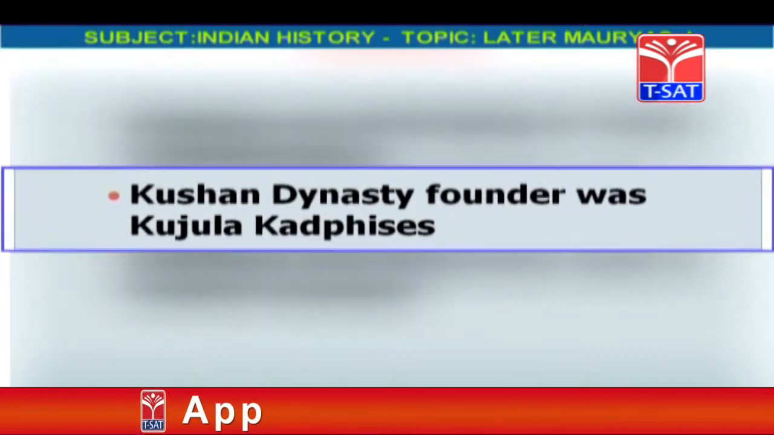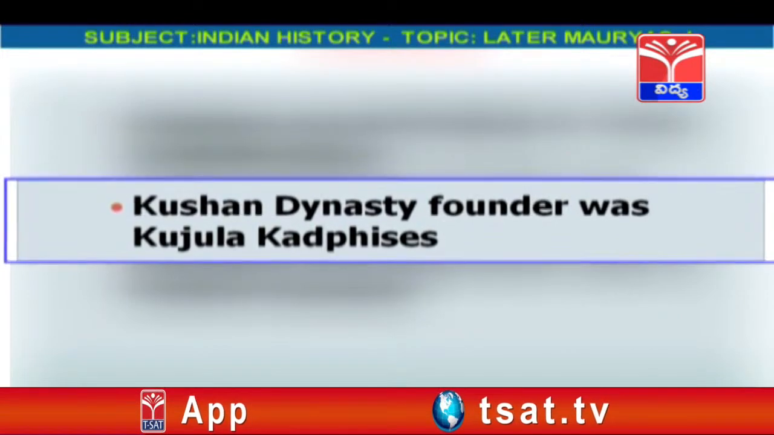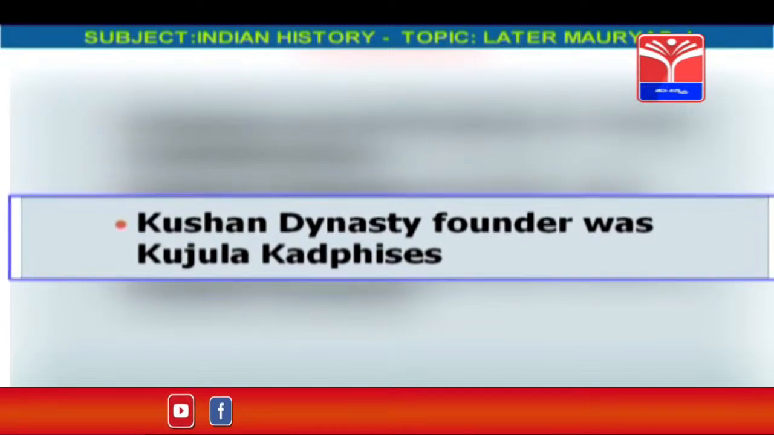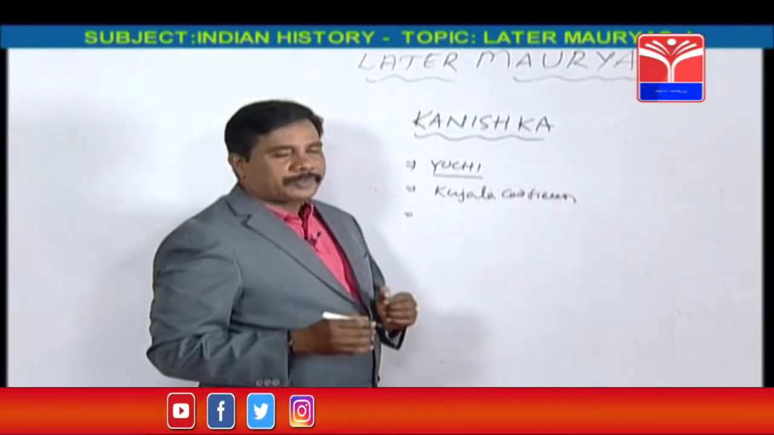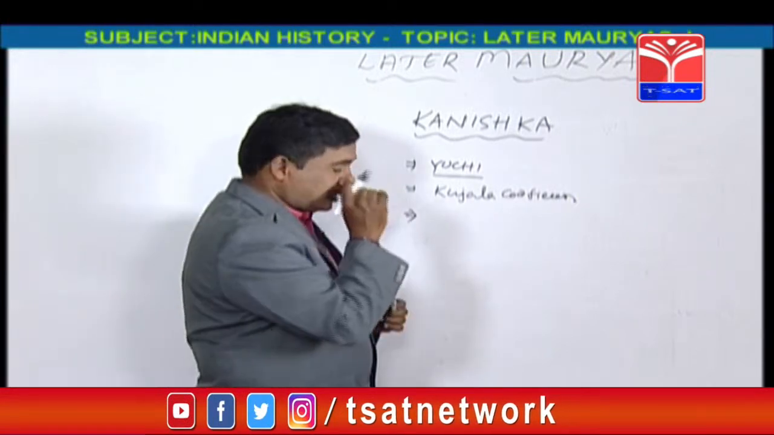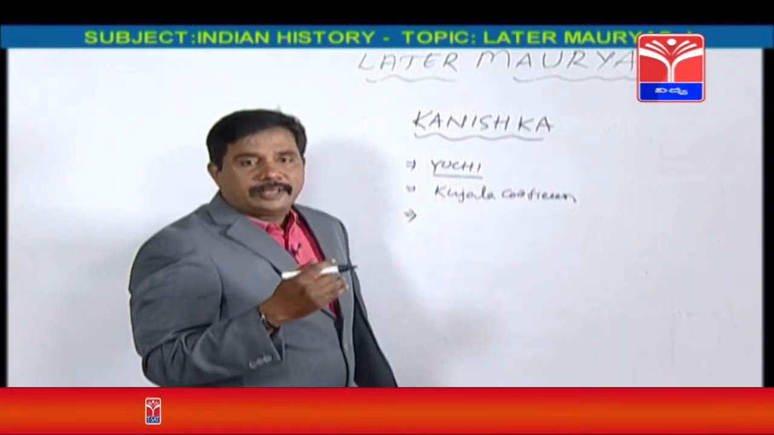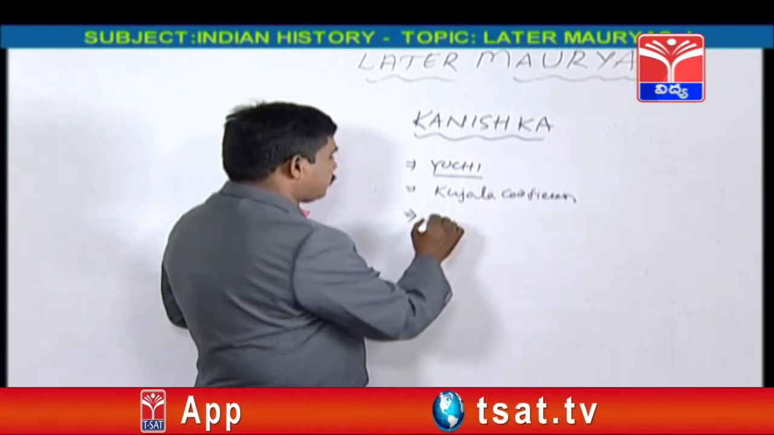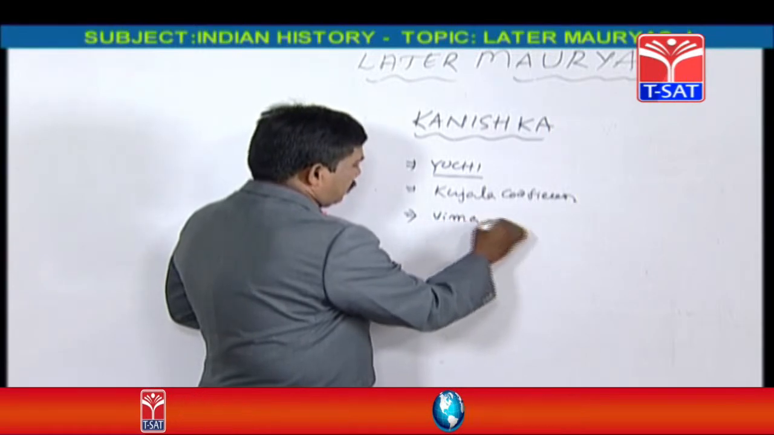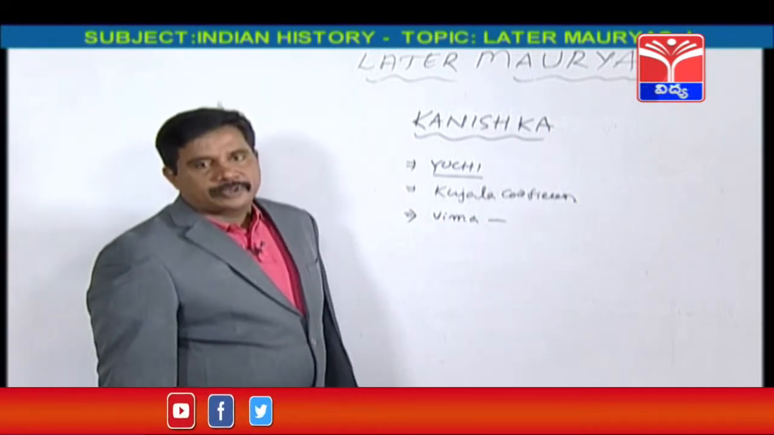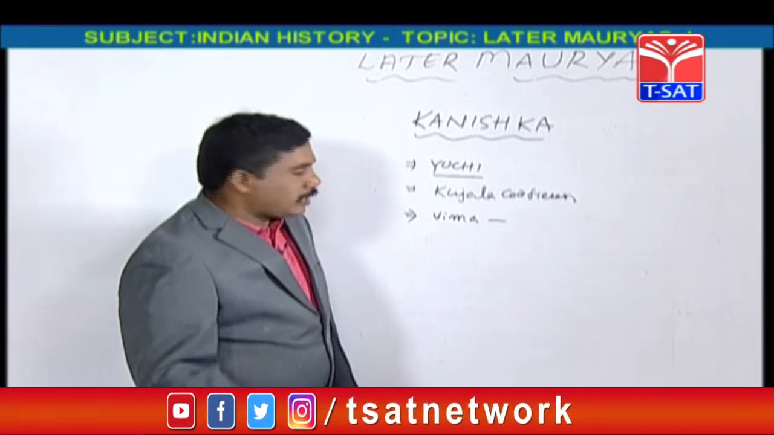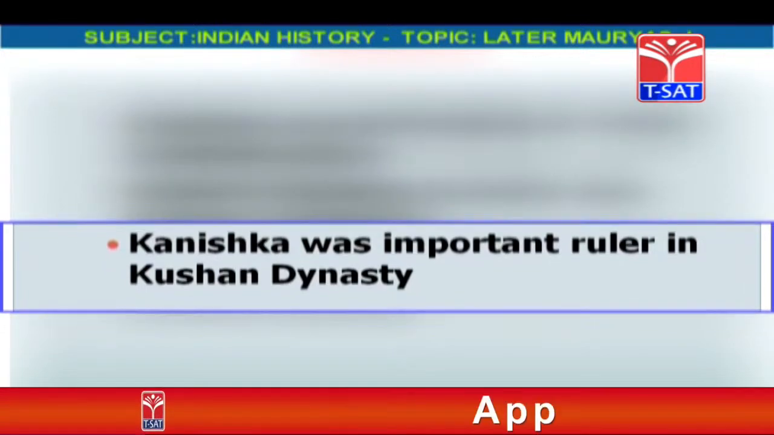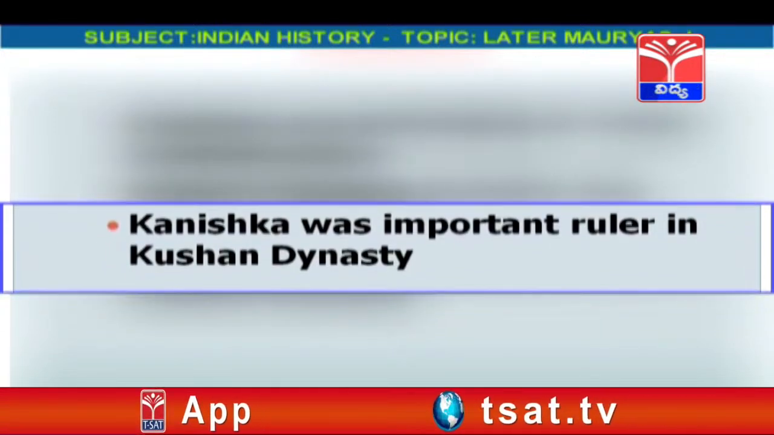The Kushan dynasty's founder was Kujula Kadphises. He entered India and established a dynasty in the northwest of India. After Kujula Kadphises, we have Vima Kadphises. Both established and ruled the dynasty in India. But among the Kushans, the important king is Kanishka.